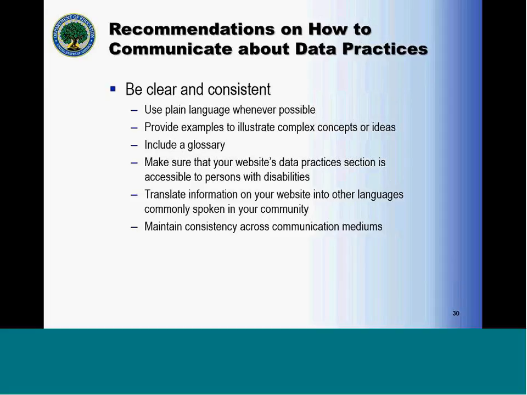Some language related to data practices and privacy can be a little confusing, so it's important to be as clear as possible. It's a good idea to use plain language whenever possible, provide examples to illustrate complex ideas or concepts, include a glossary, and make certain that your website's data practices section is accessible to persons with disabilities. Translate information on your website into other languages commonly spoken in your community, and maintain consistency across communication mediums.